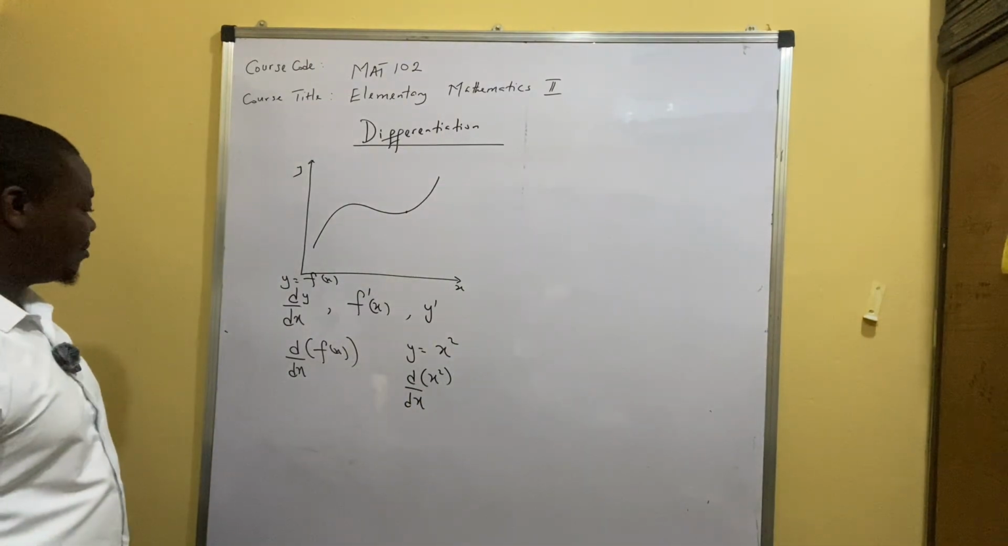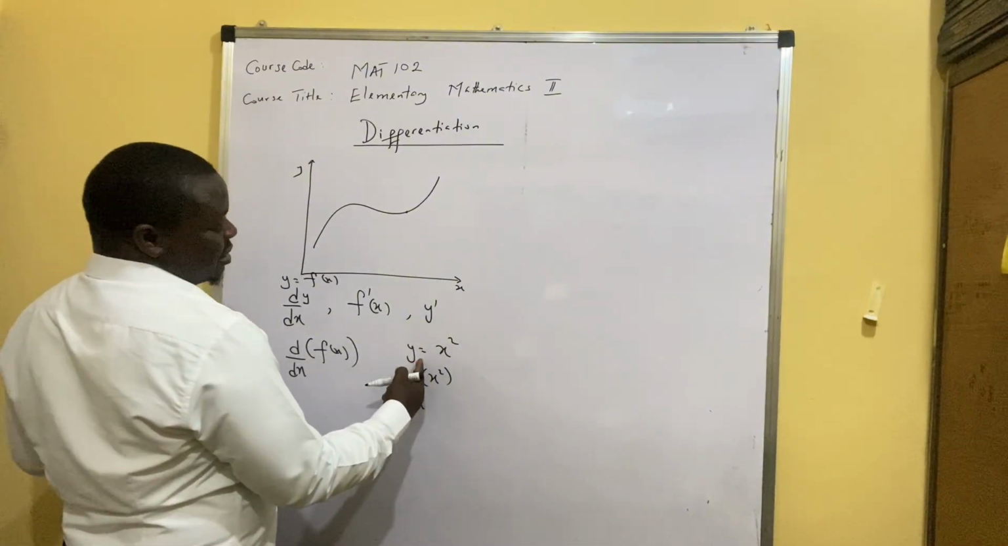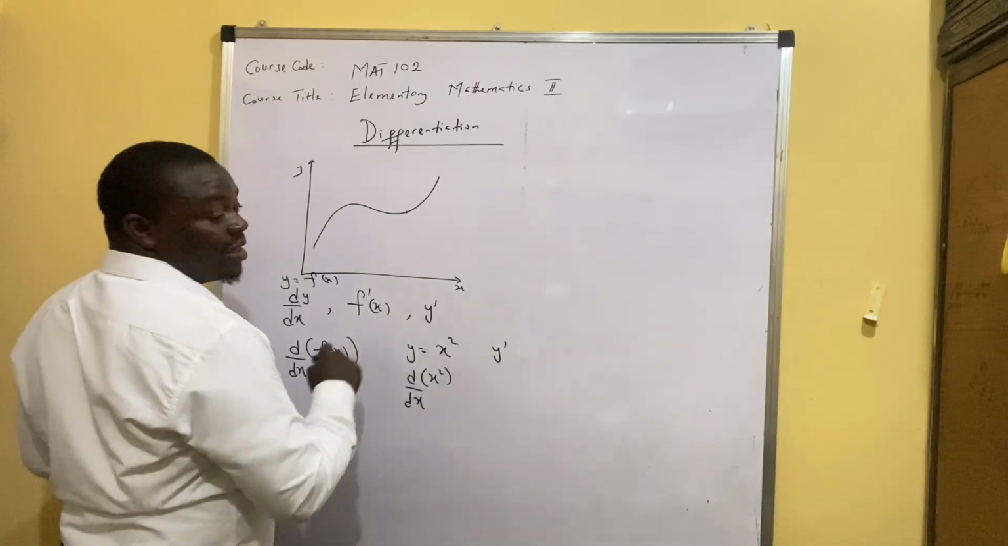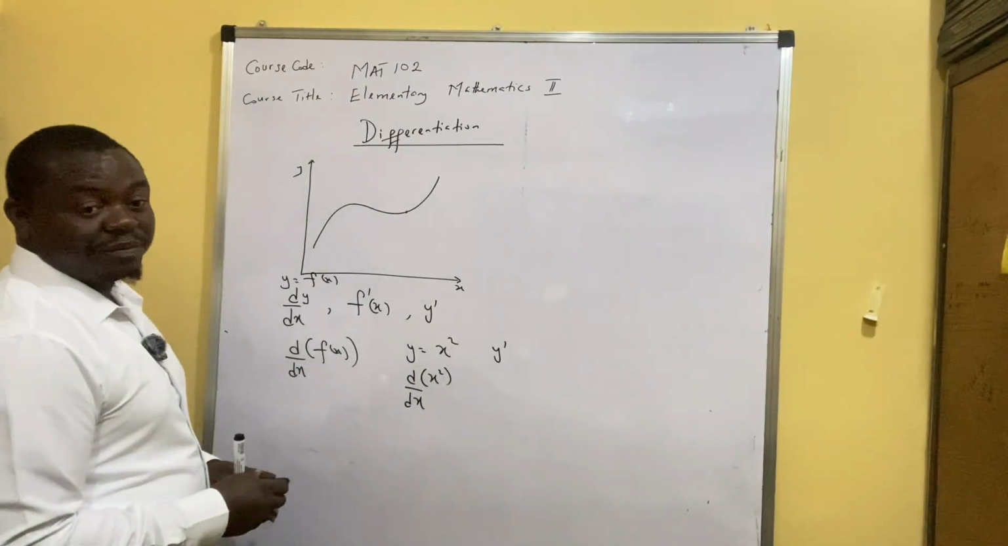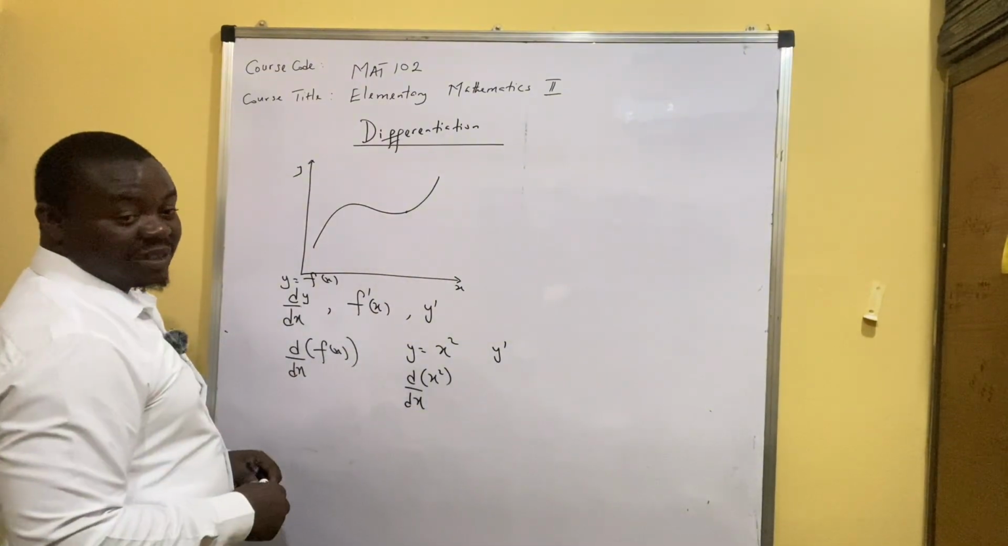So it's clear. Since it is y as well here, if you write find y prime, it means that you should find the derivative. Yes, it's a symbol for finding the first derivative.